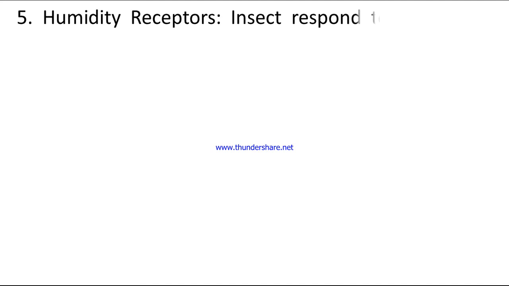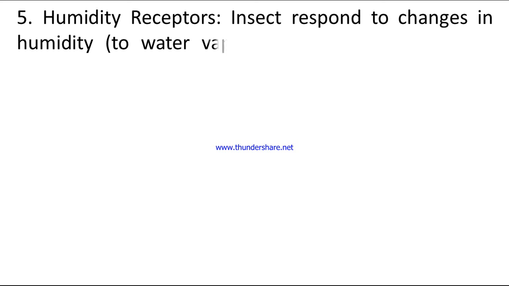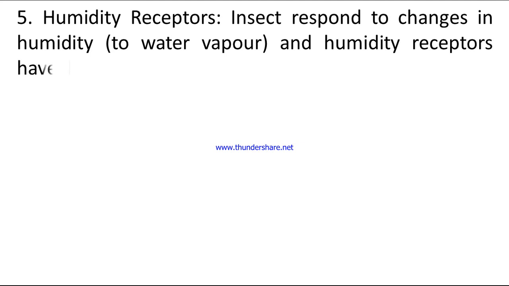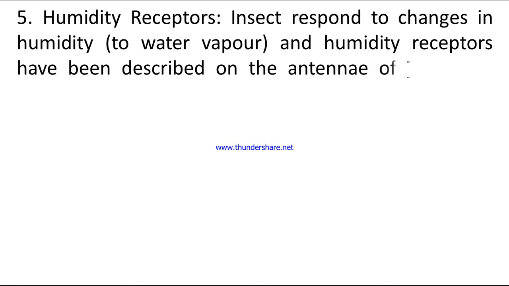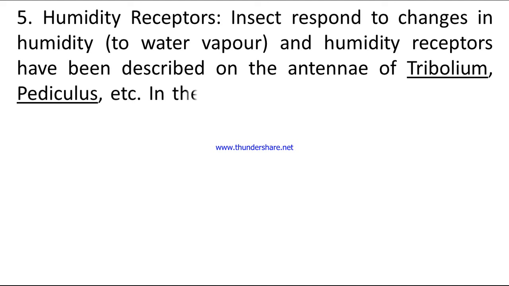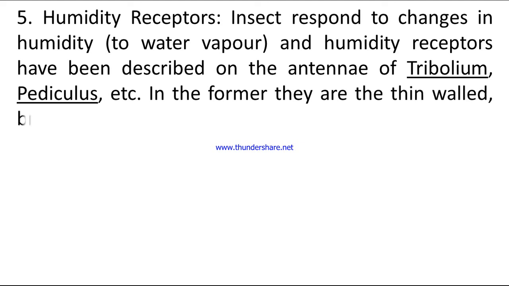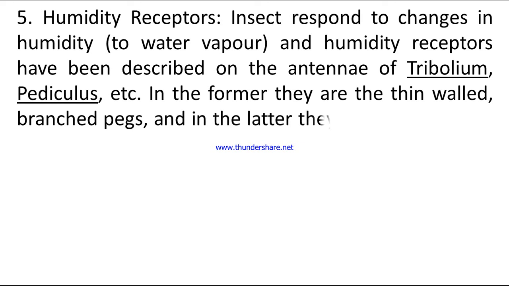Number 5. Humidity receptors. Insects respond to changes in humidity, to water vapor, and humidity receptors have been described on the antennae of Tribolium, Pediculus, etc. In the former, they are thin-walled branched pegs, and in the latter, they form sensory hair organs.